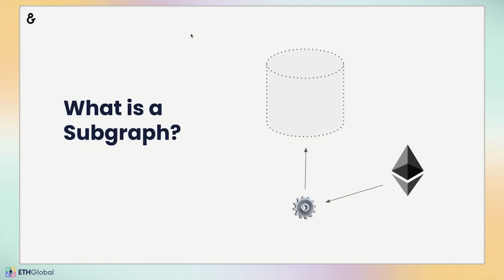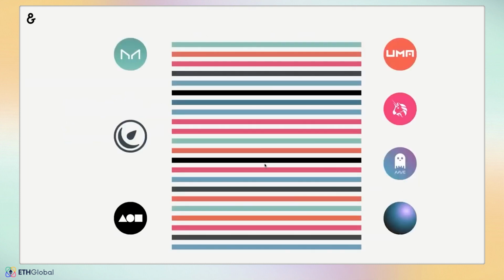The subgraph by itself is only the code that defines how this is done, but it doesn't do it by itself. The indexers then need to index the subgraph, which means they create the database and they run the code on how to fill that database. So that's the quick concept of the subgraph.